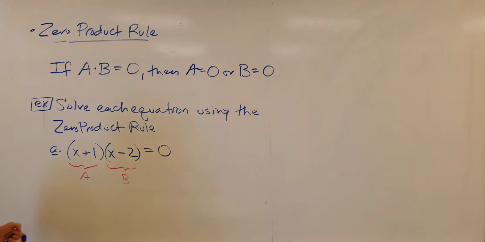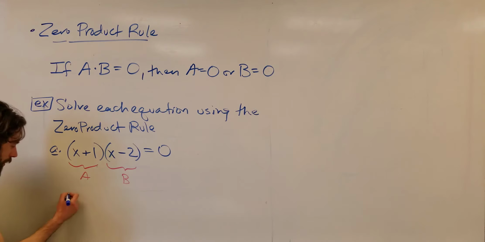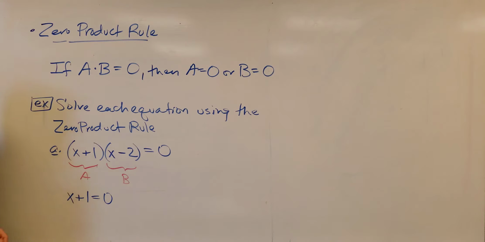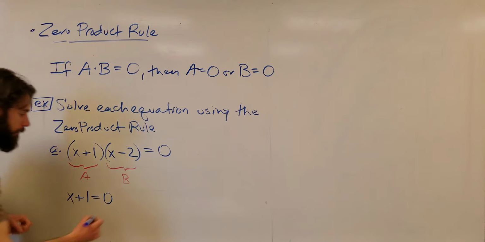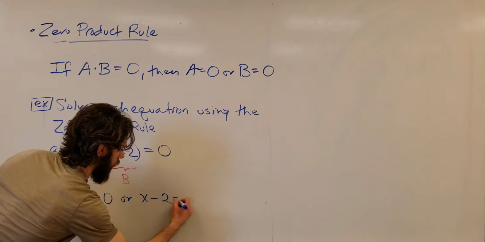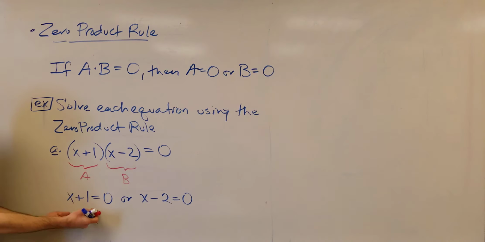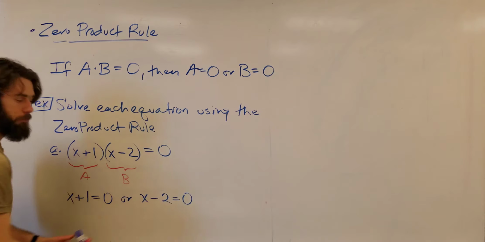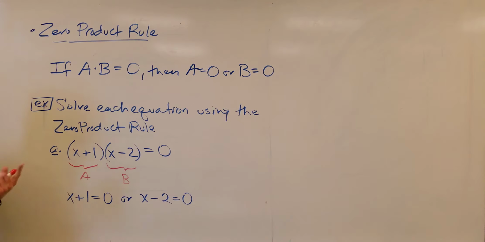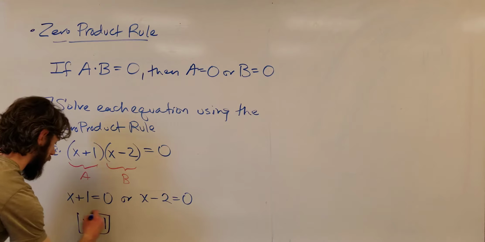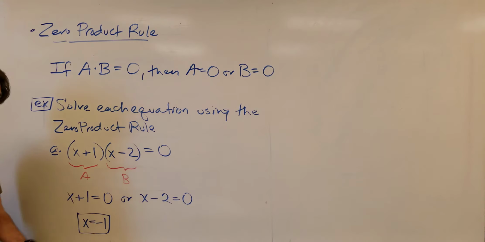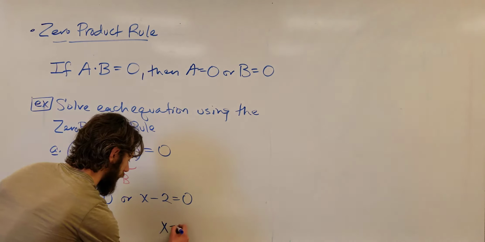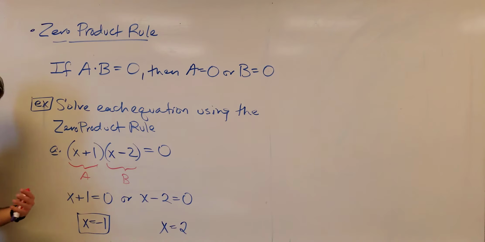So what we're allowed to do is say, okay, if A times B equals 0, therefore our x plus 1 equals 0, or x minus 2 equals 0. So from each factor we get its own equation equal to 0. And then those are really easy to solve, right? All I gotta do here is subtract the 1. I get x equals negative 1. Okay, and then over here I just add the 2, and I get x equals 2. And those are our two solutions.